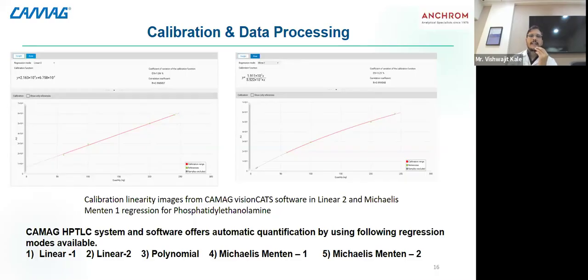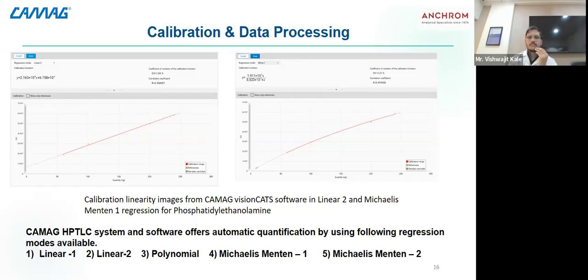And after complete analysis and after photo documentation, the next step is automatic calculations. So CAMAG HPTLC system along with its 21 CFR Part 11 compliant software provides you the automatic calculations and report generation steps. So calibration and data processing is very easy. Generally, I have seen in phospholipid analysis, Michaelis Menten 1 regression mode is recommended. So we can utilize that mode also.